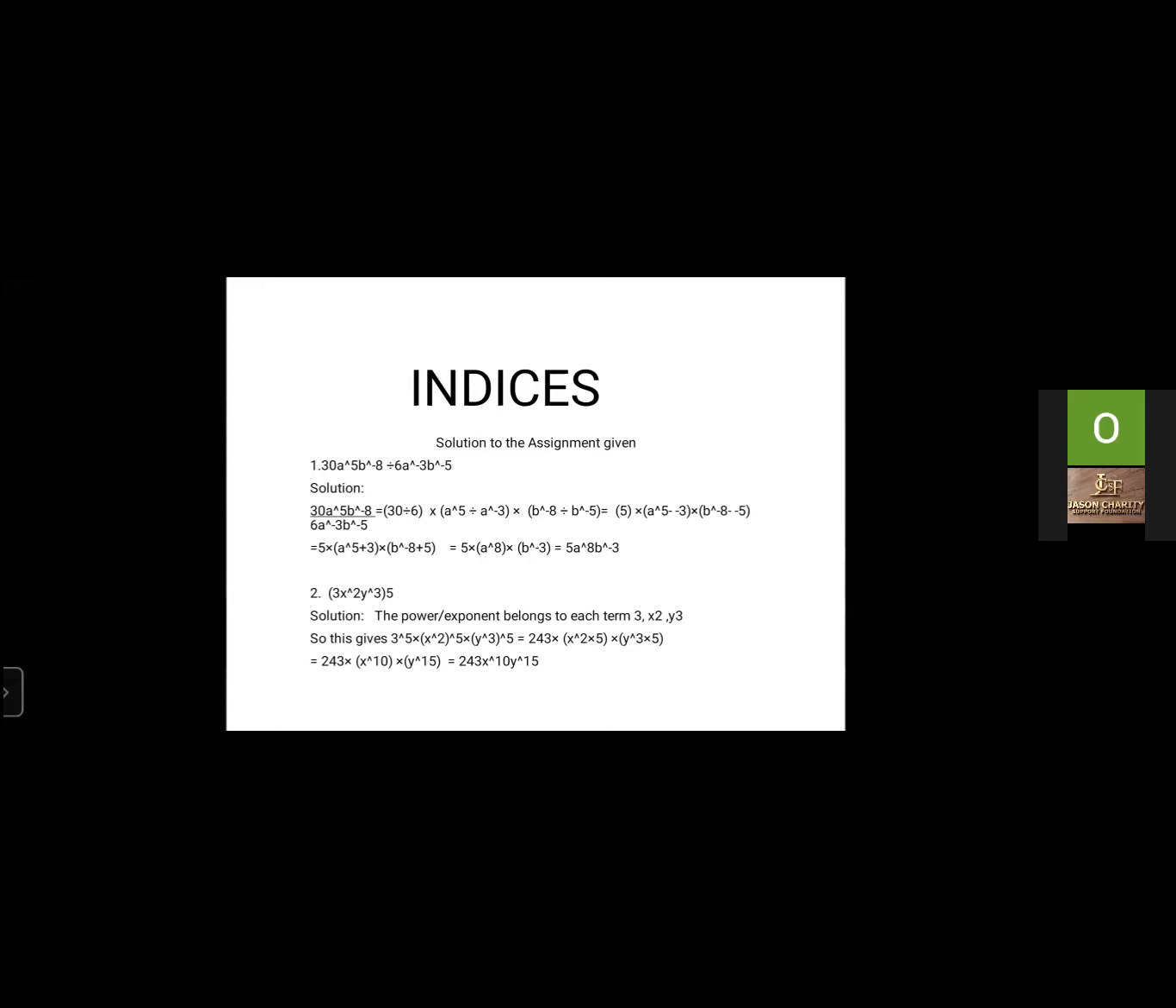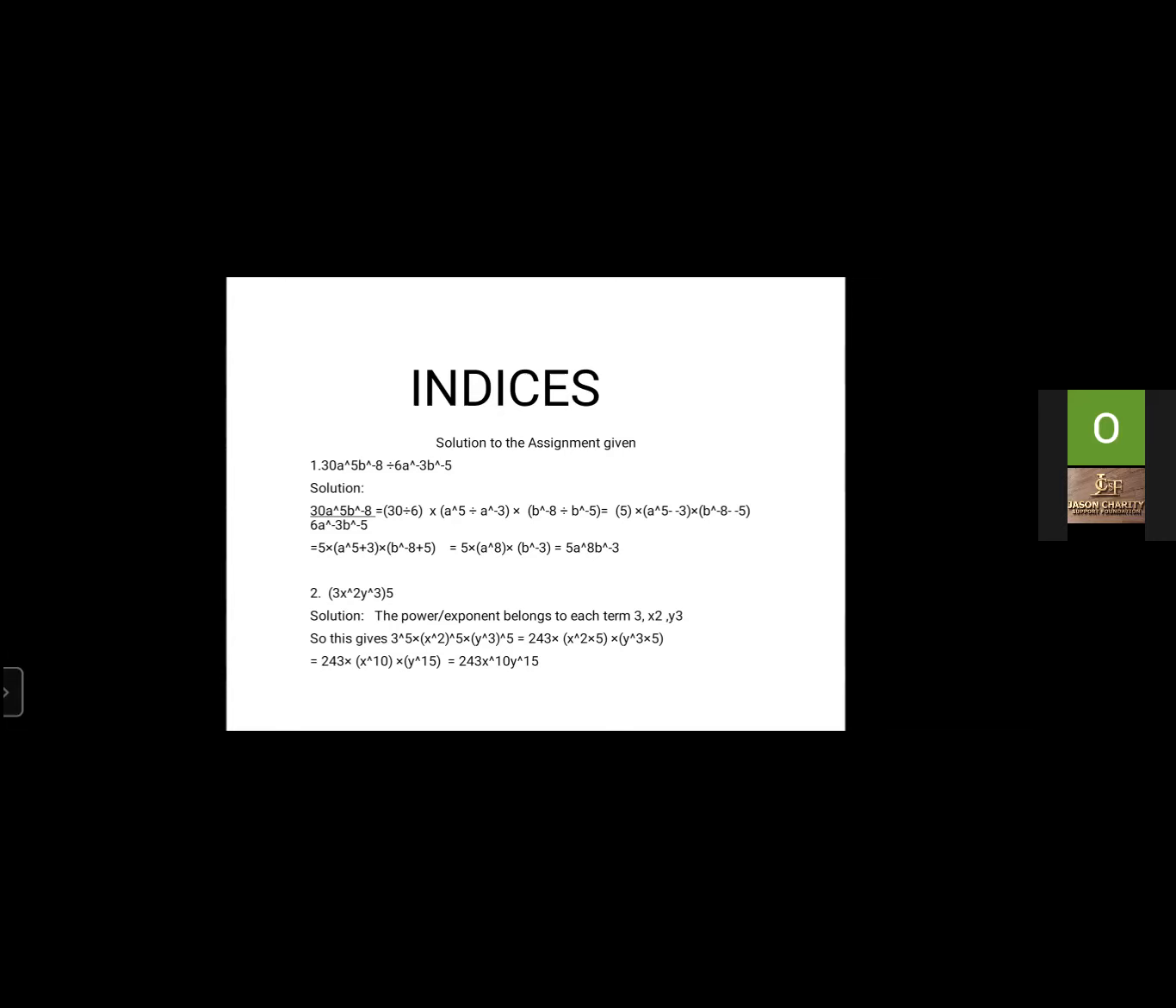So we have 30 divided by 6 times, because when we split 30 a raised to power 5, b raised to power minus 8 into each term, we can have it as 30 times a raised to power 5 times b raised to power minus 8, all over 6 times a raised to power minus 3 times b raised to power minus 5. So that will give us 30 divided by 6 times a raised to power 5 divided by a raised to power minus 3 times b raised to power minus 8 divided by b raised to power minus 5.